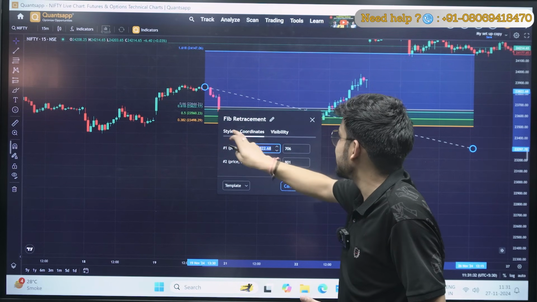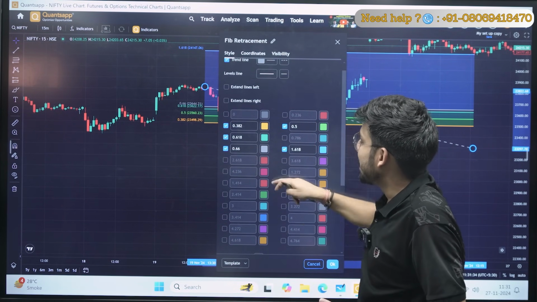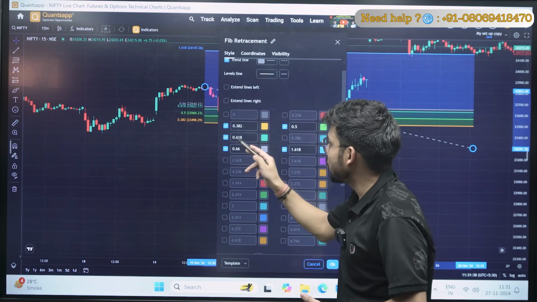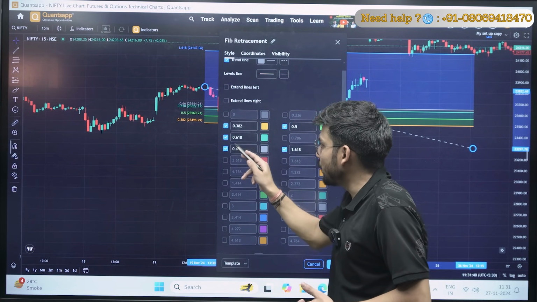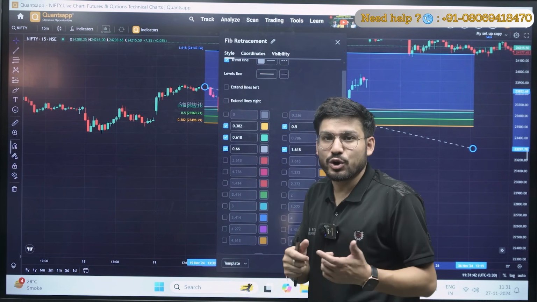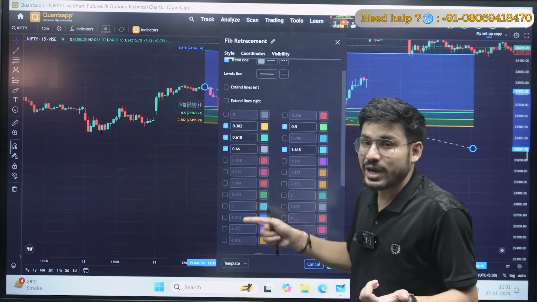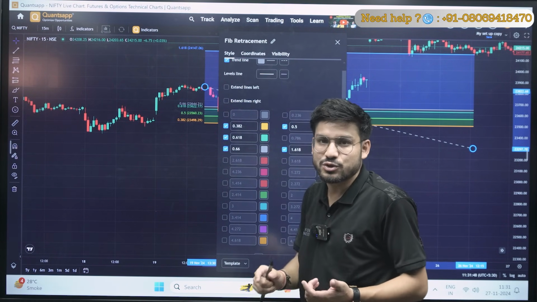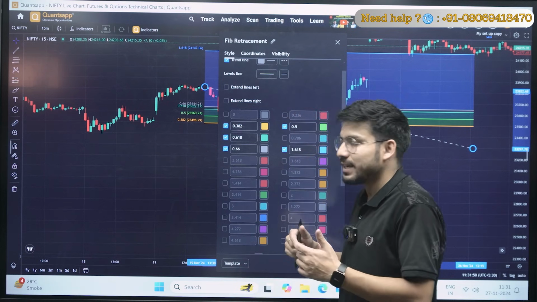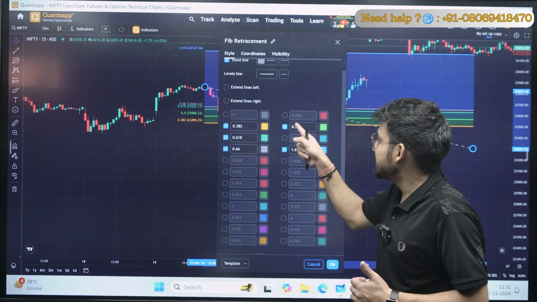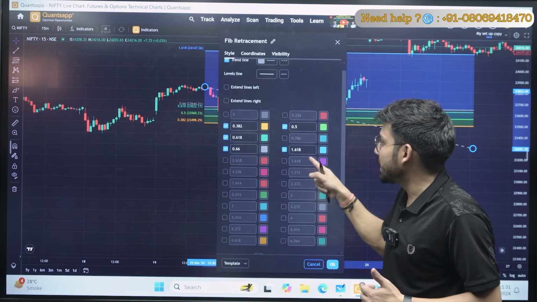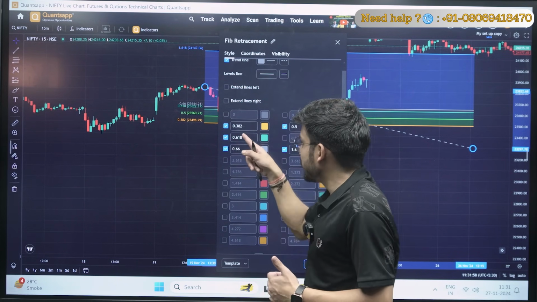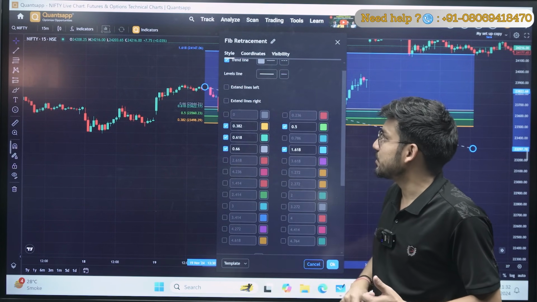In these settings, you can see I have only applied 0.382, the golden ratio 0.618. Now here you will get 1 in your Fibonacci tool, but you have to remove that one and apply 0.66 here. That is a customized number that I have created myself. Then 0.5 and 1.618. You have to disable all the other golden ratios from here, so you just enable these 5 numbers.